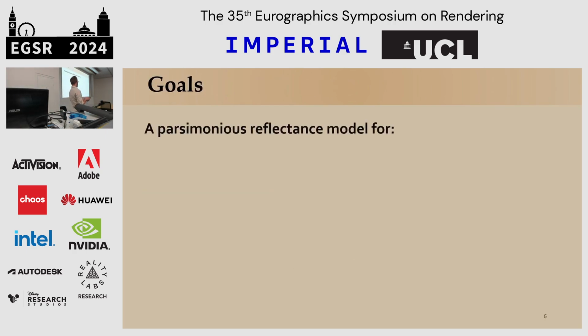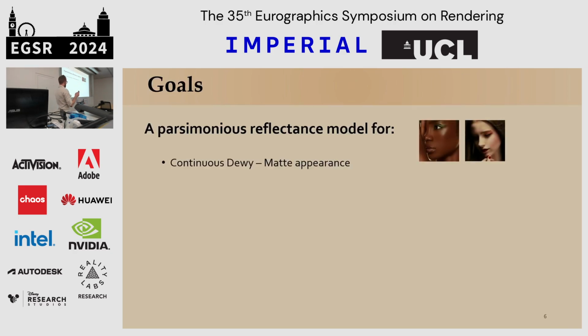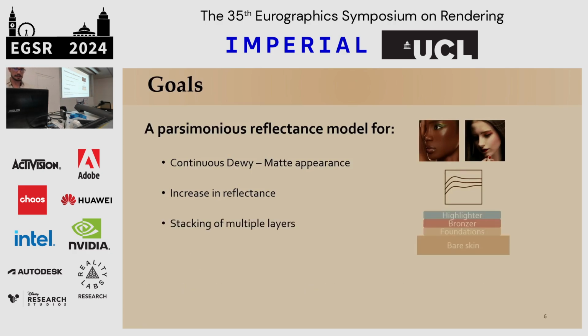So the goals of this project are to create a parsimonious reflectance model that is able to reproduce this dewy versus matte appearance in a continuous way, this increase in the reflectance as we apply more cosmetics on the same skin patch, and finally also considering the fact that it's possible to stack multiple layers.